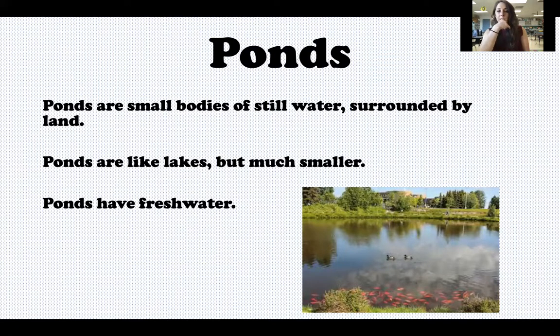There are ponds that are near oceans, and they are actually a mix of freshwater and saltwater. We call those areas estuaries. So it's not exactly like a pond, but they're similar. And it's where the freshwater and the saltwater mix.